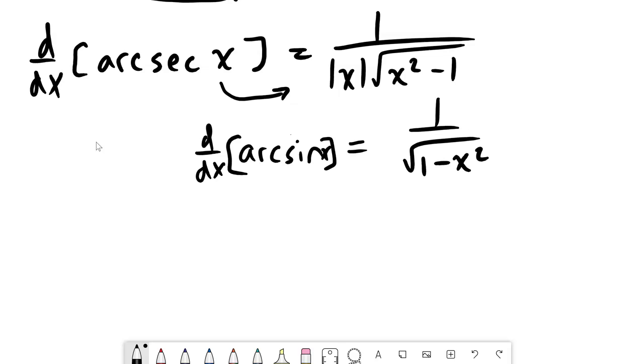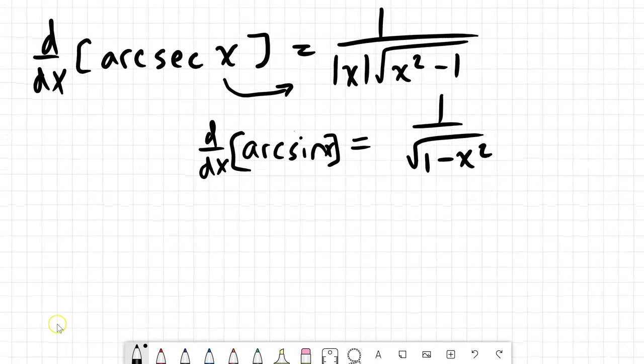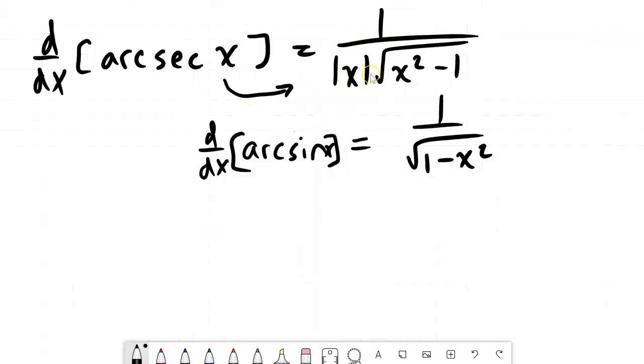Specifically, what's inside the square root, right? This is x squared minus 1, this is 1 minus x squared, so it's kind of confusing in this sense. You just have to memorize this one. If you really wanted to look up a derivation, it's a very similar process to the other two, but since it's a disputed thing, I'm not going to include it as part of this video.